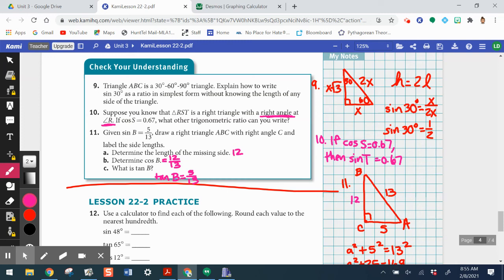And we established a special relationship back in our 30, 60, 90. For example, we learned that whatever the length of the shortest leg was, and again, the shortest leg will be opposite of the 30 degree angle, the length of the hypotenuse was always twice that length. So notice here, I said that the shortest leg was x, and the hypotenuse is 2x. And we also established that if we know the length of the shortest leg, we can multiply it by the square root of 3 to get the longer leg.